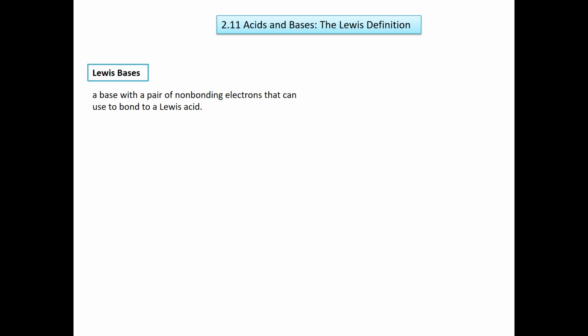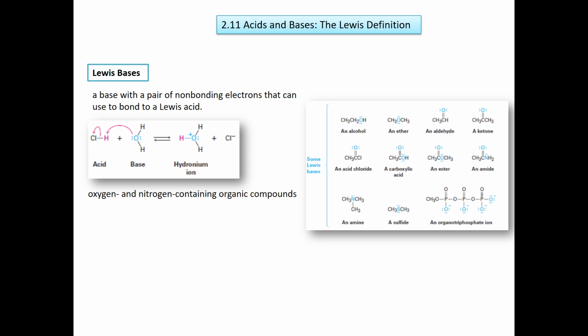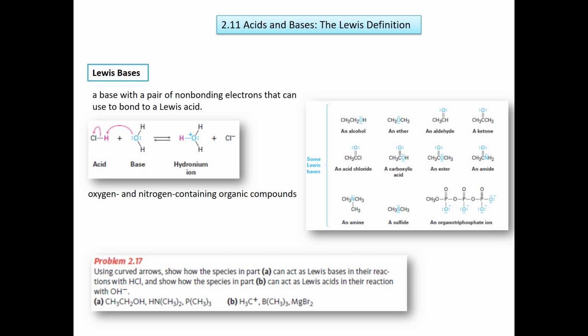A Lewis base is normally an atom with a pair of electrons, and basically these are oxygen compounds, nitrogen compounds, and sulfur compounds. Here you have a lot of them, like methanol, ethanol, ethers, aldehydes, ketones, amines, etc. Any atom that has a pair of non-bonding electrons will be a Lewis base.